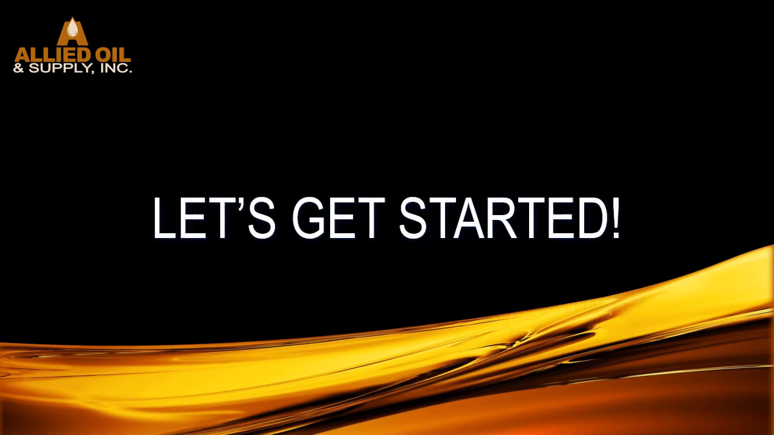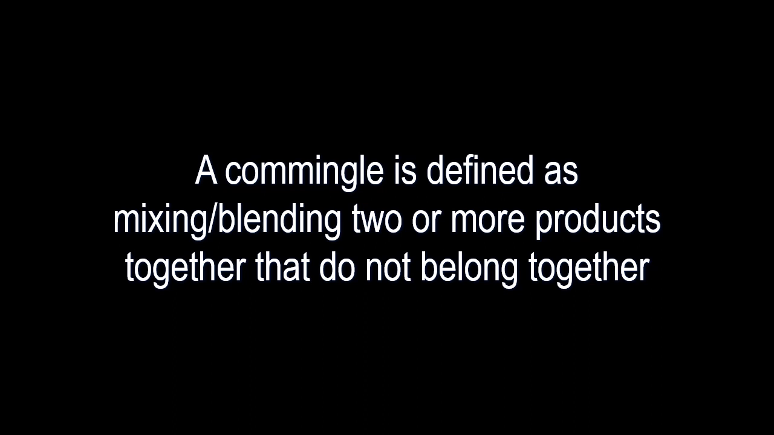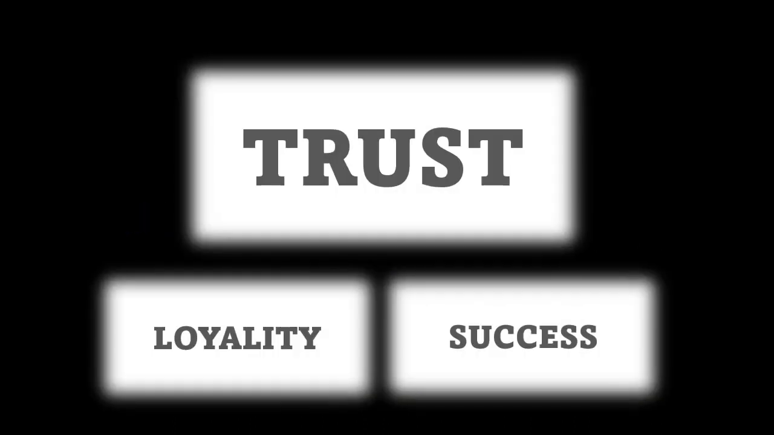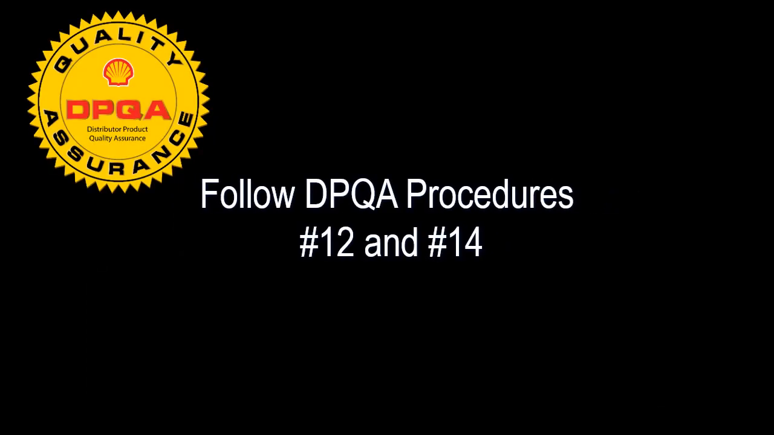Let's get started by understanding what a commingle is and how to prevent having one. A commingle is defined as mixing or blending two or more products together that do not belong together. Our customers trust us to deliver pure, quality product to them, so it's vital that we follow the DPQA procedures number 12 for container filling and procedure number 14 for flushing.